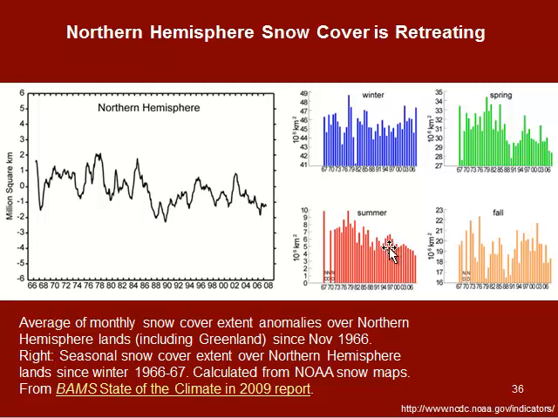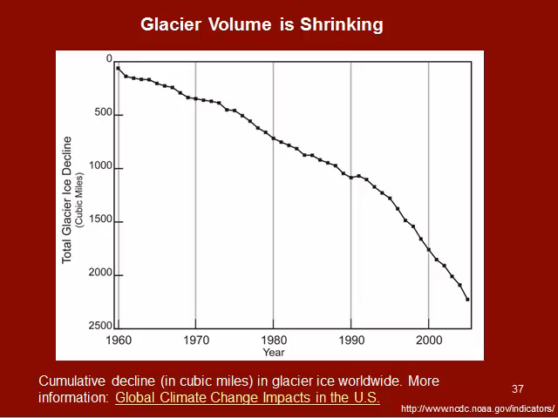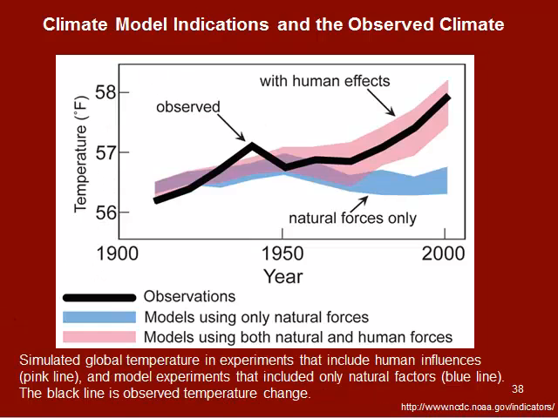Summer, you can see it's a rapid decrease. So spring and summer, definite decrease in snow cover. And then overall, an overall decrease. And then our glacier size is even more. So this is glacier volume in the entire world. So glacier volume that we know of, all the glaciers that we've measured from 1960 to 2000, huge decrease. And this is in cubic miles. So the amount of decrease we've had, pretty significant.